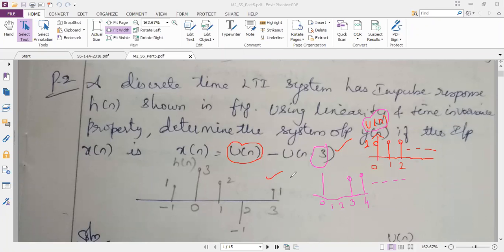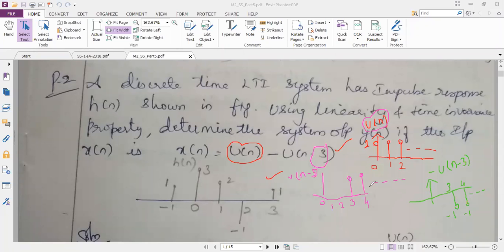Now my question is not u of n minus 3, my question is minus of u of n minus 3. So you know how to draw minus of u of n minus 3. My amplitude is now minus of u of n minus 3. You know what the change is? The change is that the amplitudes will have minus values. That's it. So these amplitudes are minus 1. It starts from 3, 4 and continues up to n equal to infinity.